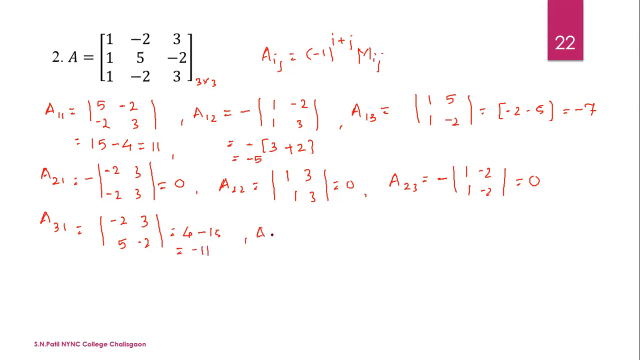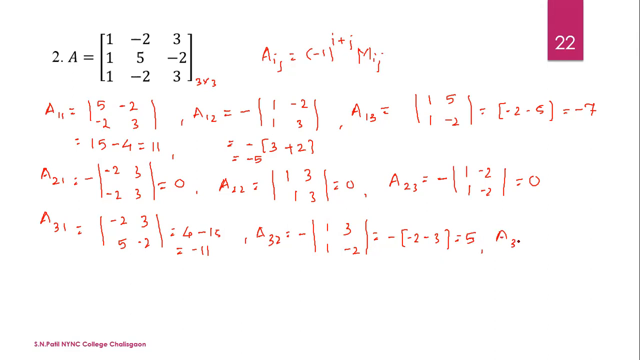Now next A32. For A32, the addition is odd. That's why minus sign. A32, deleting the row and column, 1, 3, 1 minus 2, minus 2 and this minus 3, minus 3, minus 2, minus 5, minus 2 and minus 3, this minus this. We get here this minus sign, minus minus plus. We get the plus 5.